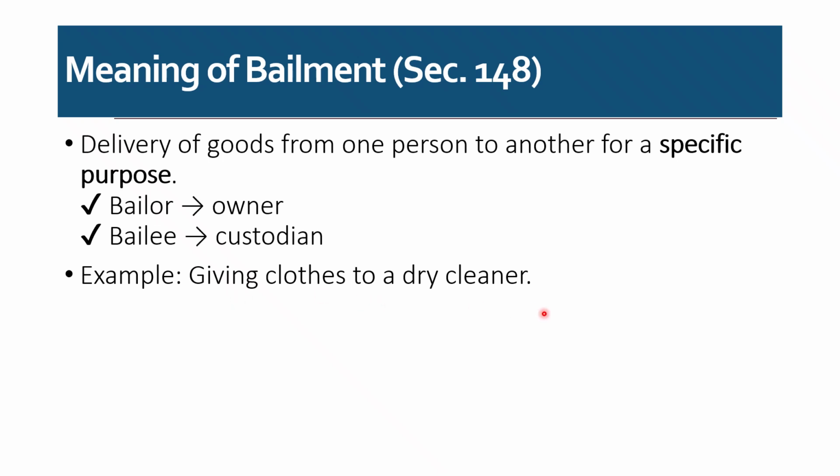Most common example: giving a vehicle for service. Delivering goods for transportation. Handing over jewelry to a goldsmith for polishing. Or renting a locker for personal items. In all these cases, the ownership remains with the bailor. Only possession gets transferred.